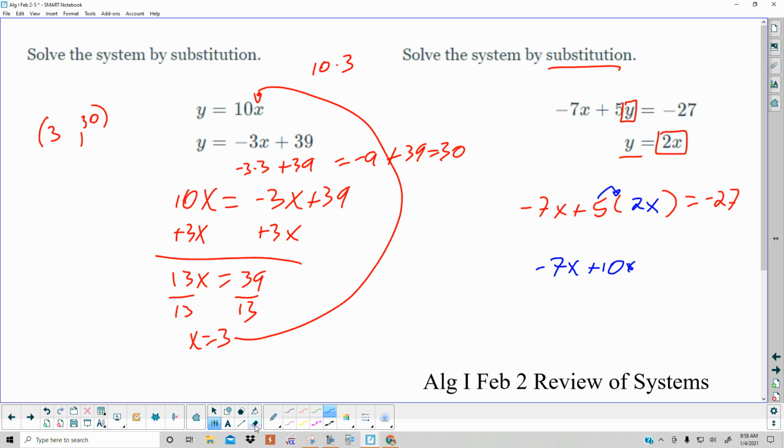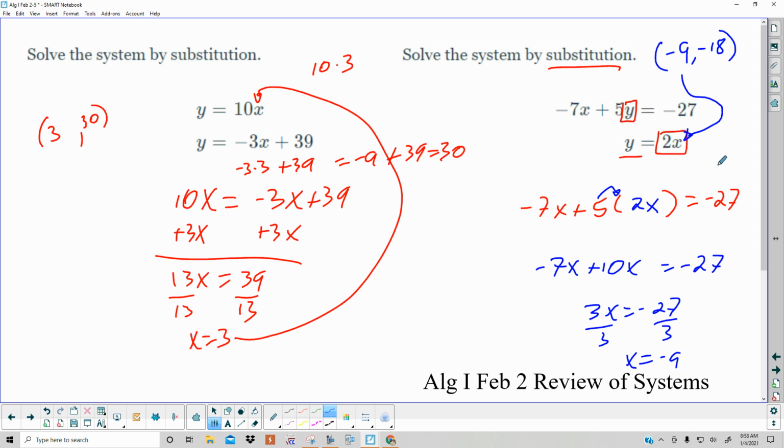Equals negative 27. Add like terms. Divide by 3. And you get x is equal to negative 9. Remember, your goal is a coordinate. Take that x value and fill it in for x into either equation. It'd be easiest in this one. And you get negative 18.